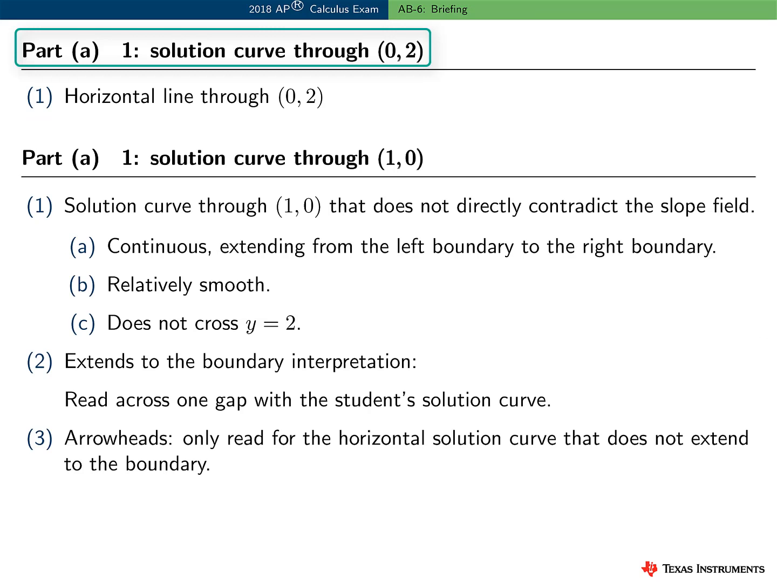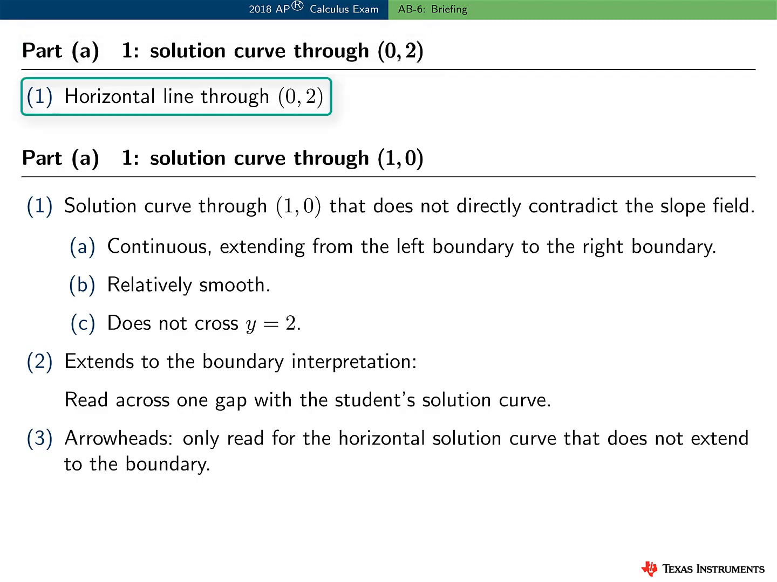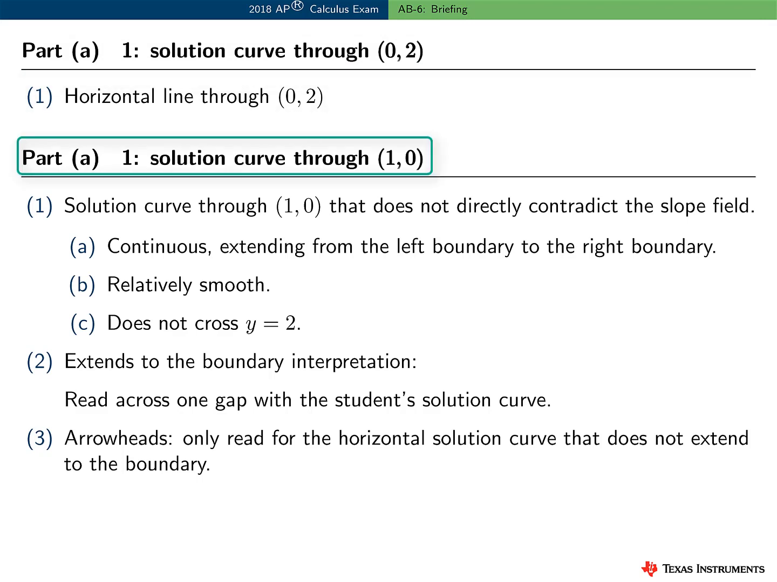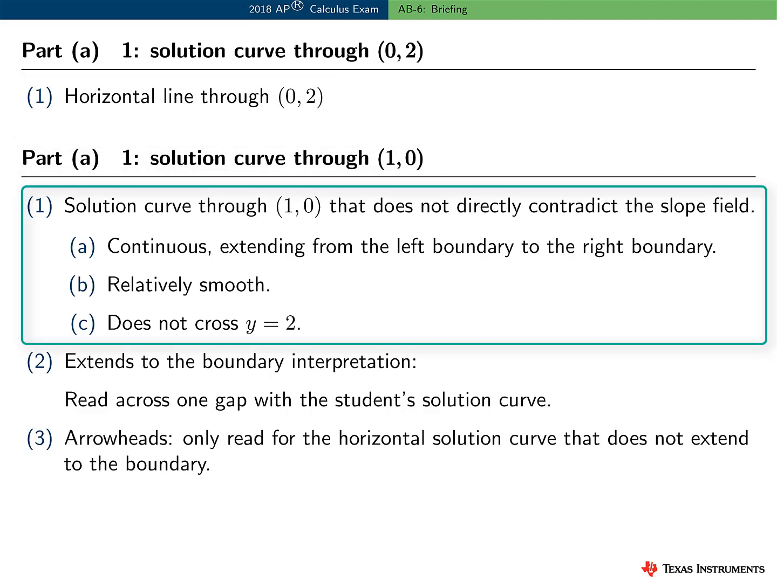In Part A, the first point was for a sketch of the solution curve through the point (0, 2). So simply, we need to see a horizontal line through this point. The second point in Part A was for a sketch of the solution curve through the point (1, 0). Now, here the student has to be a little bit more careful in sketching the curve.